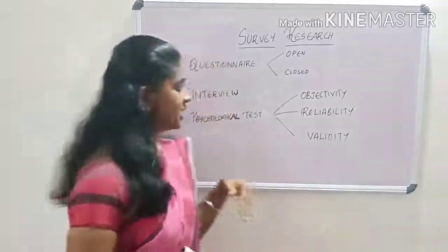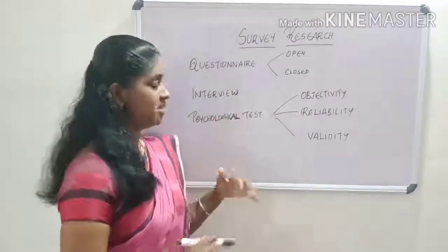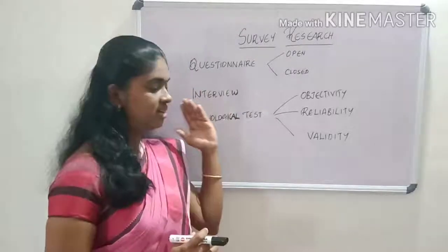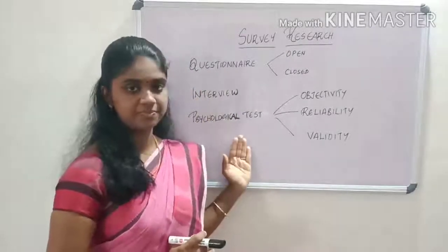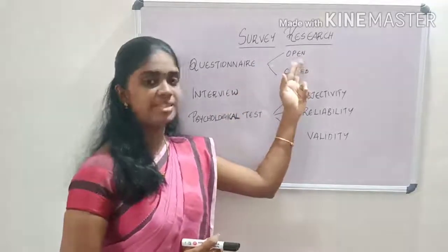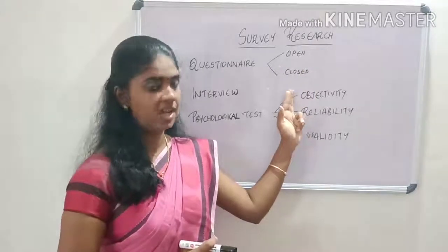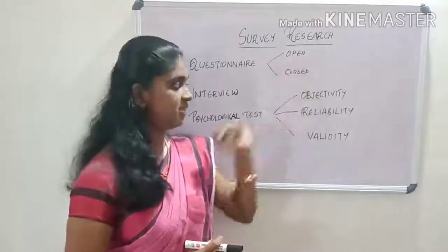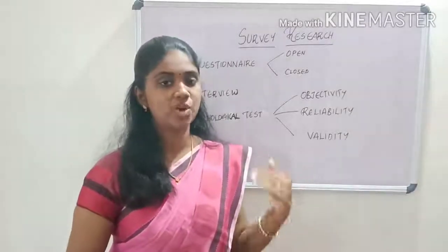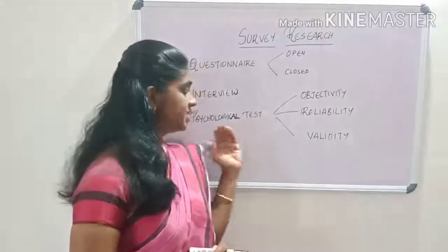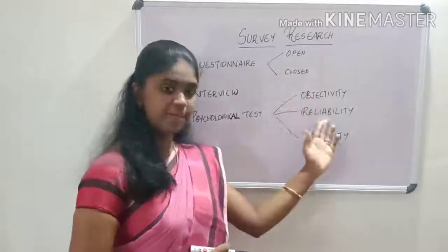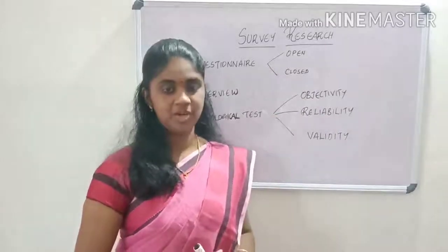Okay, that is survey research. The main common methods are the questionnaire method, interview method and psychological test. In the questionnaire method, questions are divided into two, open-ended questions and closed-ended questions, subjective level and objective level. In the interview method, standardized interview and non-standardized interview. And the third one is the psychological test: objectivity, reliability and validity. Hope the session is clear.